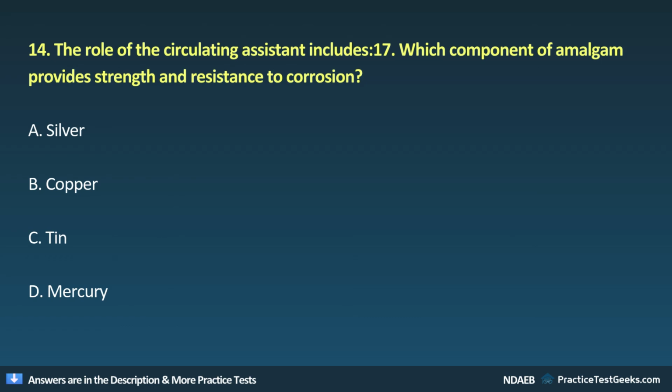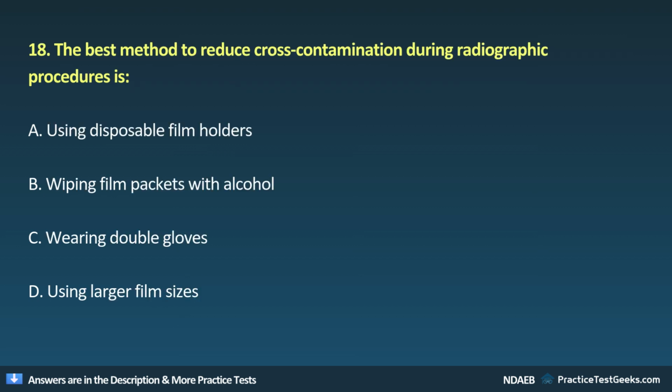17. Which component of amalgam provides strength and resistance to corrosion? A. Silver. B. Copper. C. Tin. D. Mercury. 18. The best method to reduce cross-contamination during radiographic procedures is A.